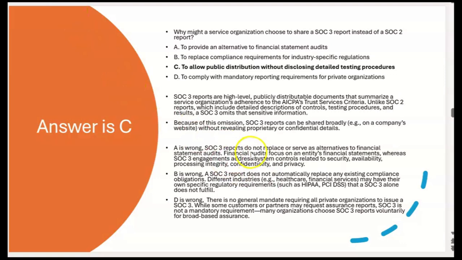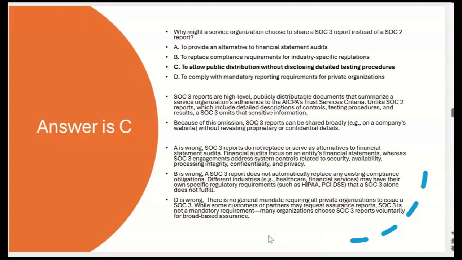A is wrong. SOC 3 does not replace or serve as an alternative to financial statement audits. B is wrong. SOC 3 does not automatically replace any existing compliance obligations. Different industries have their own specific regulatory requirements that we've learned, like HIPAA, PCI DSS. SOC 3 alone does not fulfill that.